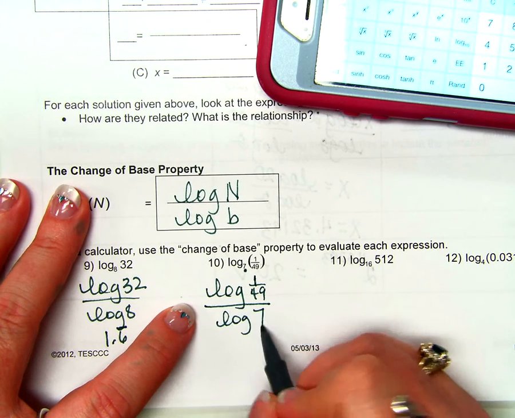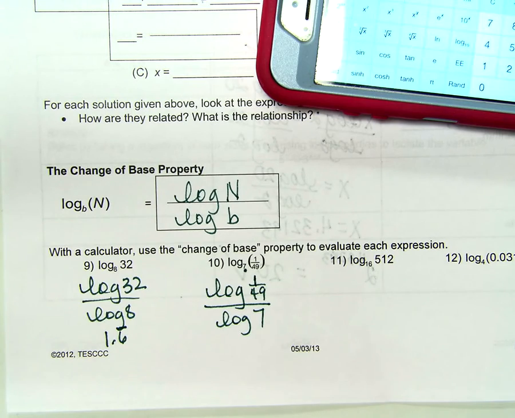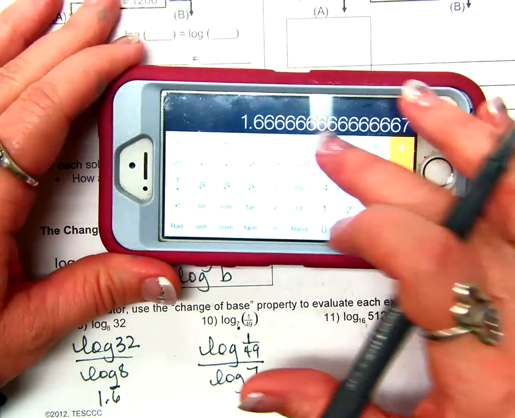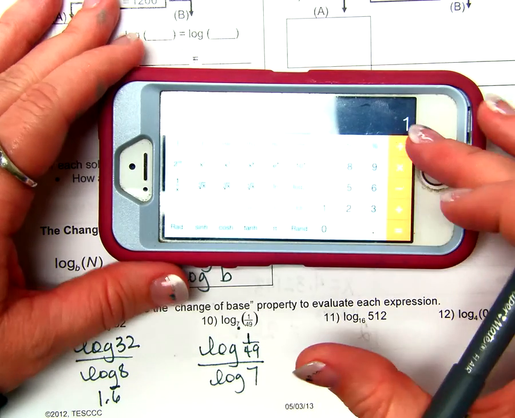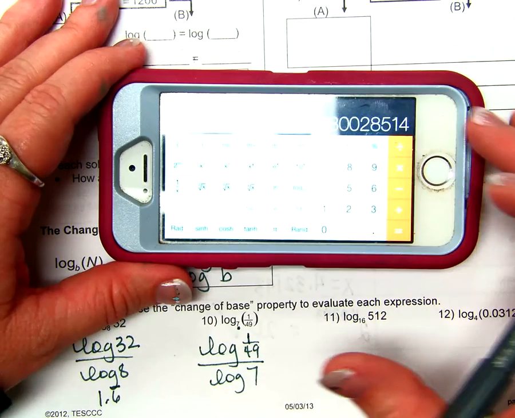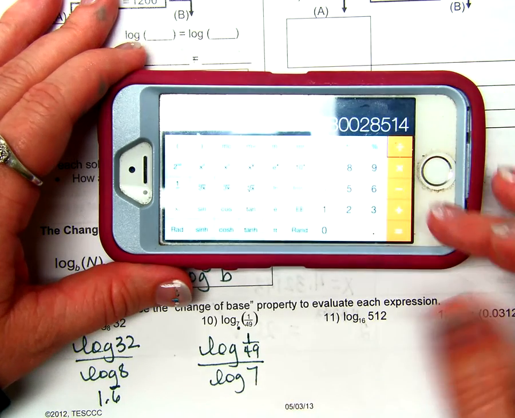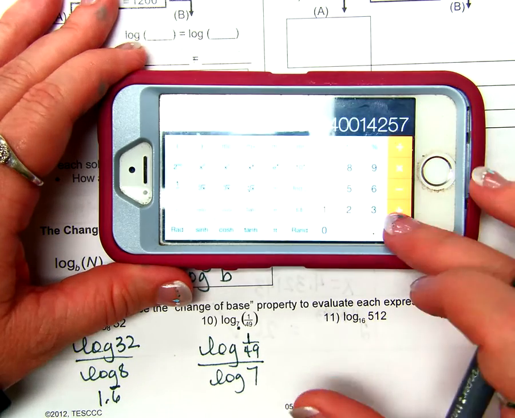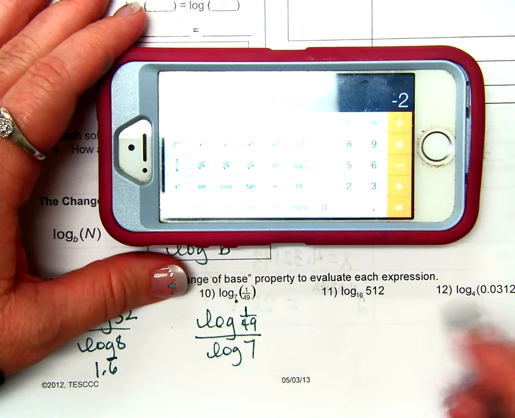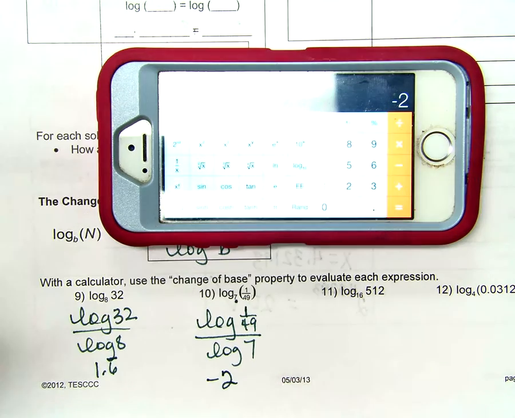Very good. Log of 1 over 49 divided by log of 7. So I could say 1 divided by 49, and then the log of that number divided by the log of 7. Whoa, -2? Is that something I should have been able to figure out myself?